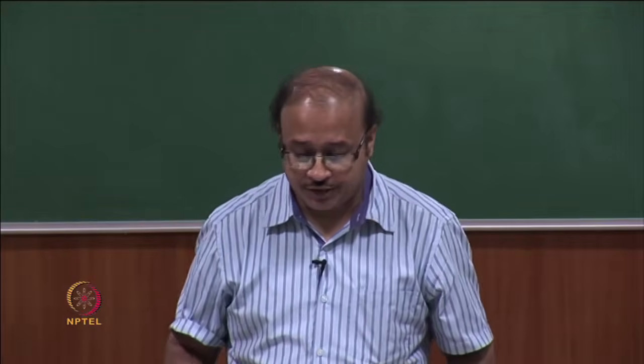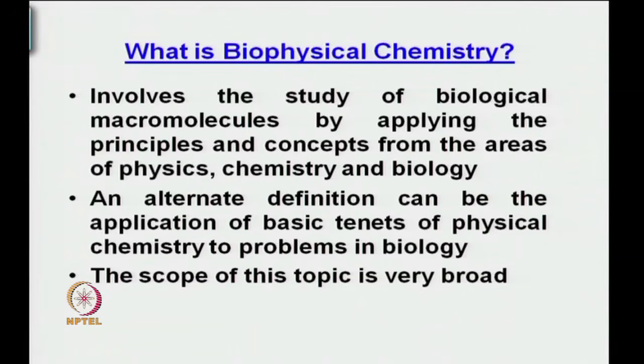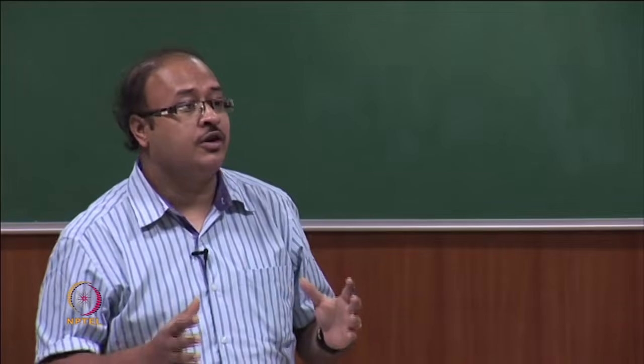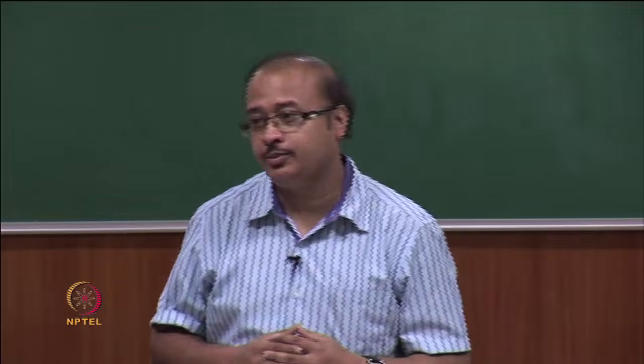An alternate definition might be like this. An alternate definition can be the application of the basic tenets of physical chemistry to problems in biology. And as I said, the scope of this topic is indeed very broad. So, to try to tell you everything that comes under biophysical chemistry in one course is next to impossible.